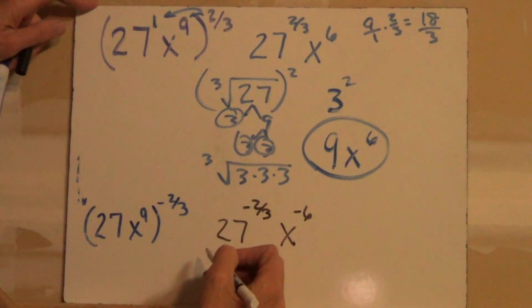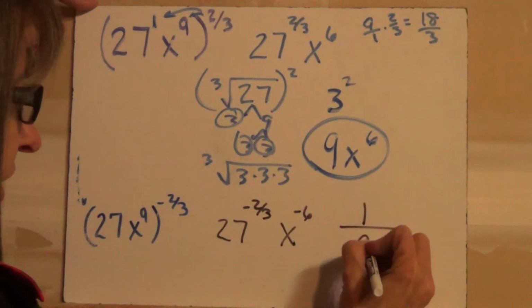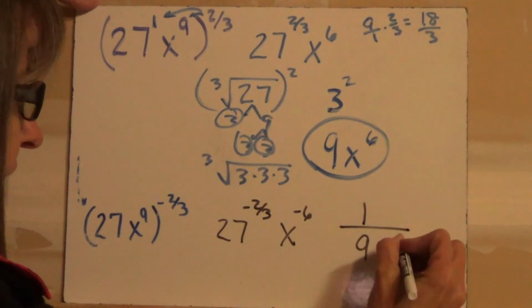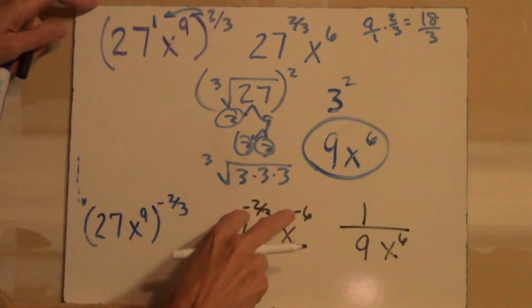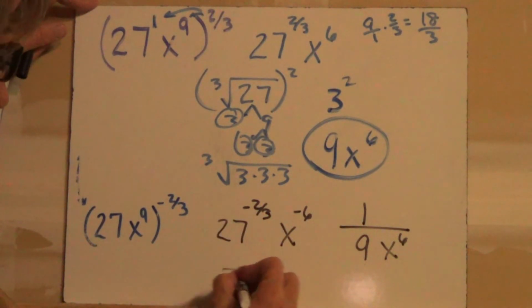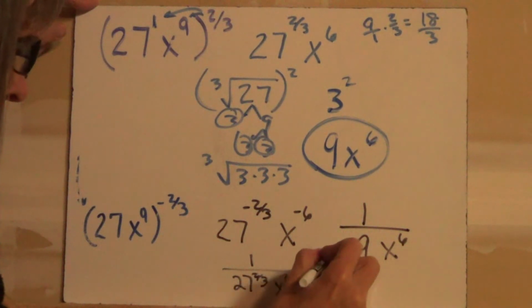So we would end up having to work this out, and it would end up being 1 over 9. Let me make sure that that's right. Yes, because our next step here would be to write these on the bottom. 1 over 27 to the 2/3 and x to the 6th, and when we simplify it would become that.